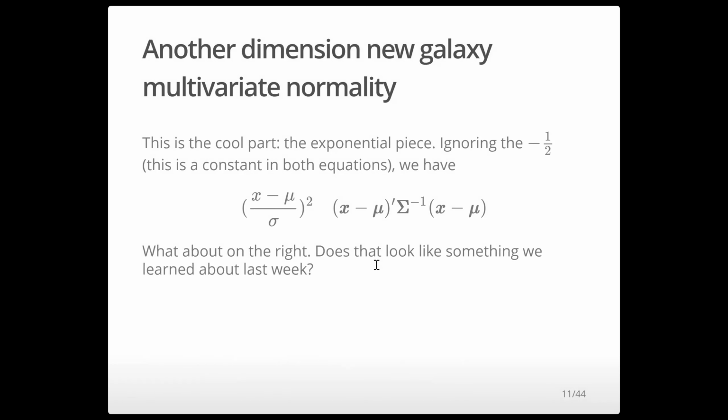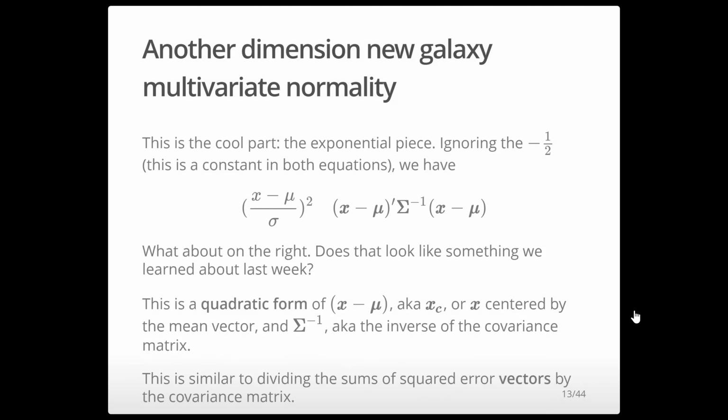So what about this on the right that we have here? Does this look like something else that we've seen before? Maybe something that we learned about last week? Maybe something like this. What was this called again? Does anyone remember? Take a second to think about it. But this is something that we talked a lot about last week. And so this is the quadratic form.